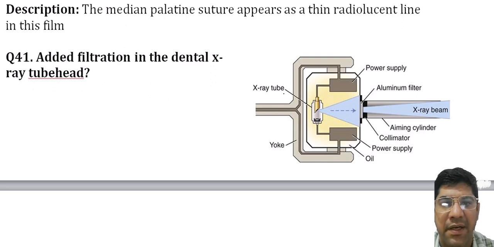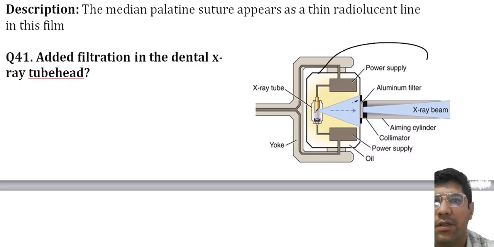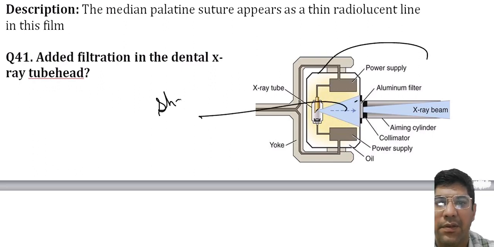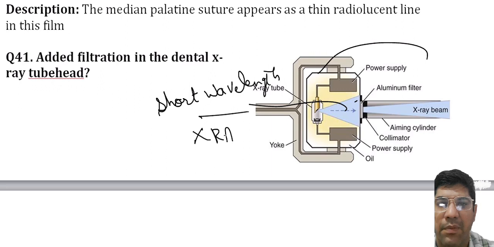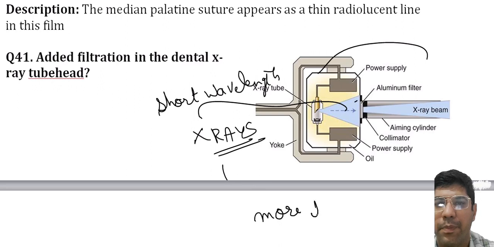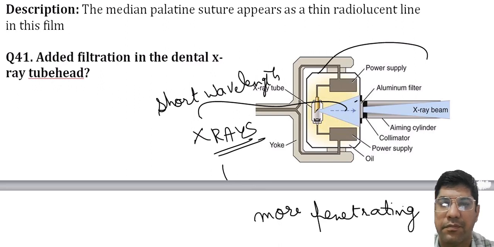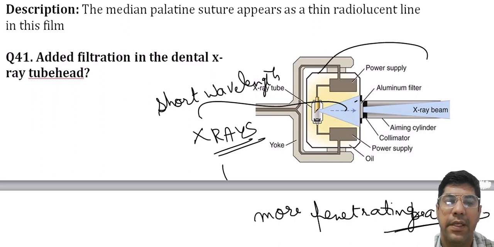This additional filtration serves to filter out the short wavelength X-rays from the beam, that in turn results in more penetrating useful beams. So that is why D is correct.